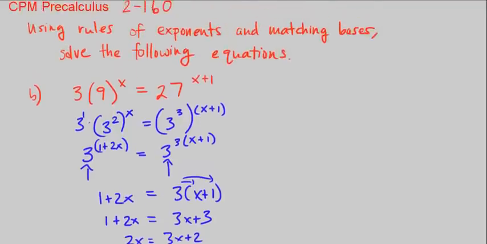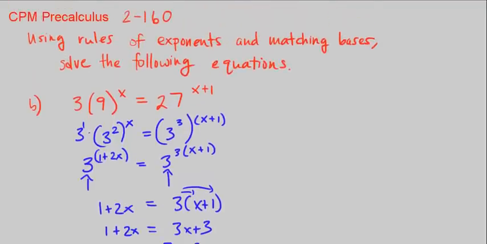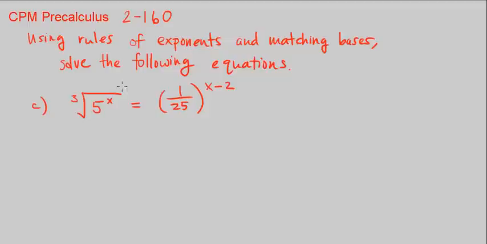All right. So finally, let's go on to part C. We want to do it the same way. This time we have the cube root of 5 to the power of x equals 1/25 to the power of x minus 2. So this tells me I know that 5 squared is 25. So I want things in base 5, right? So let's go ahead and change this.